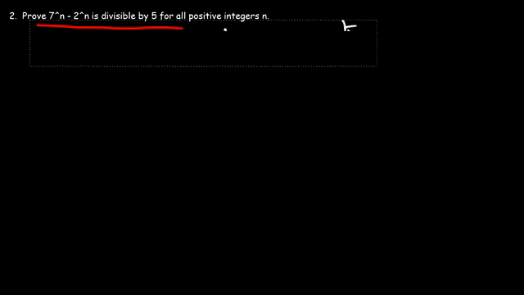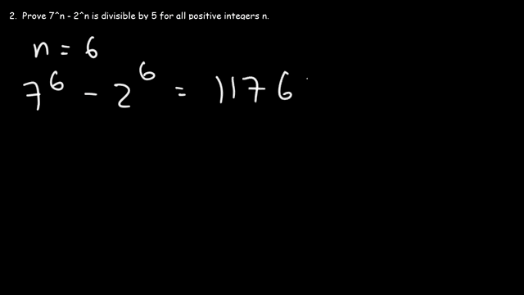Let's say n is 6. 7 raised to the 6 minus 2 raised to the 6. Will that give us a number that is divisible by 5? Let's find out. 7 to the 6th power is 117,649. And 2 to the 6th power is 64.